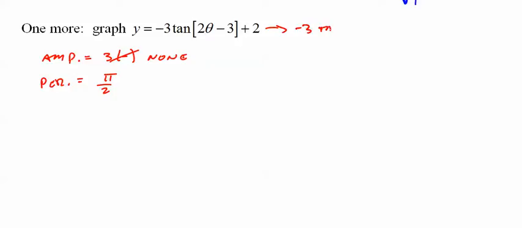Negative 3 tangent 2 theta minus 3 halves plus 2. Oh, that's going to be a nightmare. You really shouldn't say that when you're doing these. I mean, they are what they are. They take a little longer, but it's not a nightmare. Vertical shift 2. Horizontal shift.